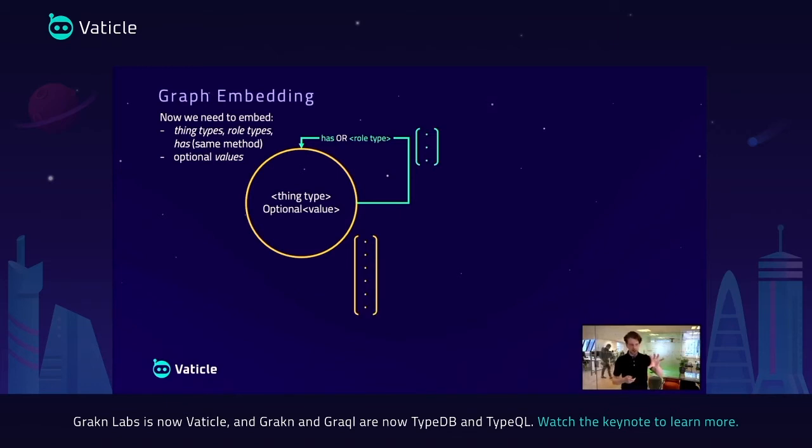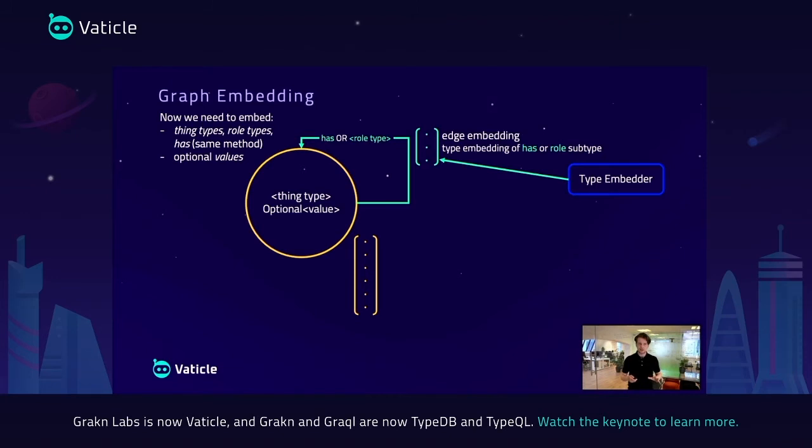How do we do this? So we need this vector space both for the edges and for the nodes. This means that we need some method of embedding the types, and the type embedder is all we need to embed the edges here, because we can treat "has" as a type, and roles are always in a type hierarchy, so they are always typed. So we just need the type embedder. I don't know what that's going to be like yet. Maybe we'll look at that next slide. So we need a type embedder for that.